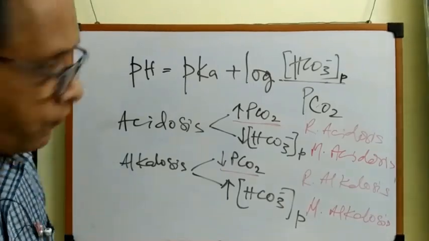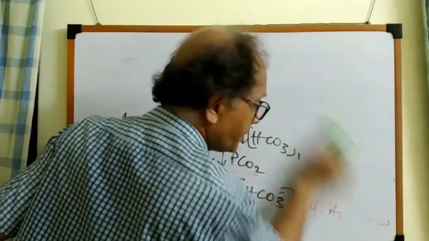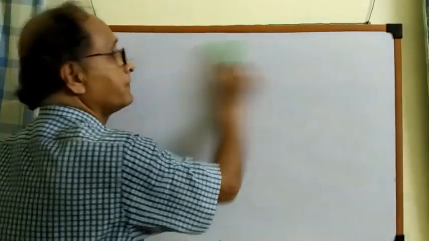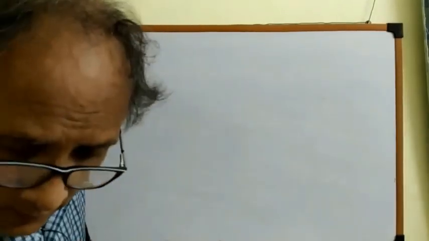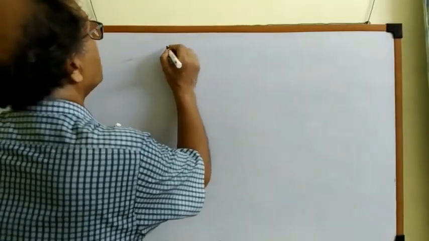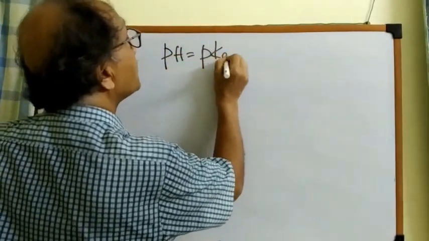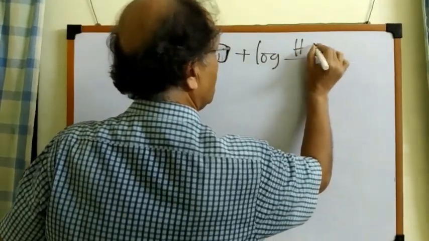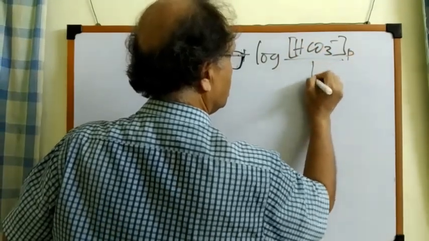Now let us see what may be the possible causes of this. If we remember this Henderson-Hasselbalch equation, then everything becomes very, very easy. So I write again: pH is equal to pKa plus log of HCO3 minus over PCO2.